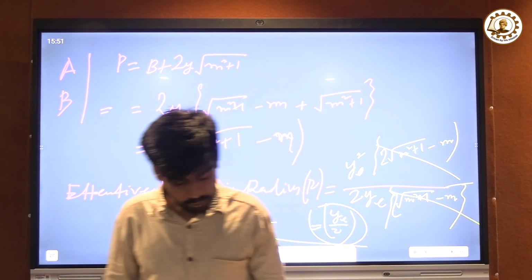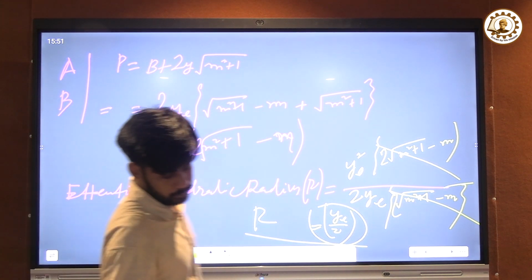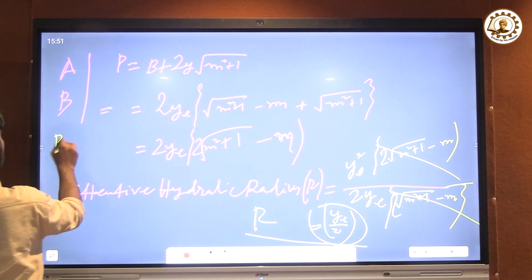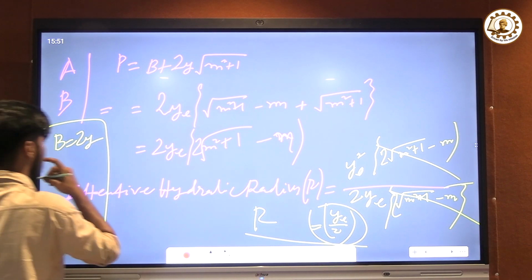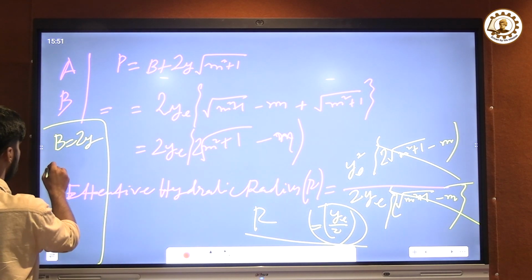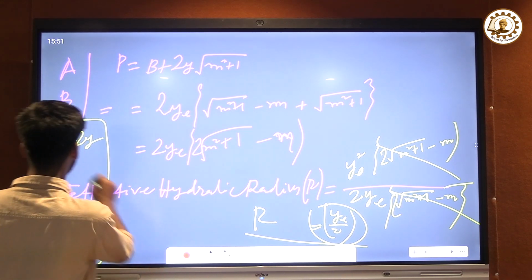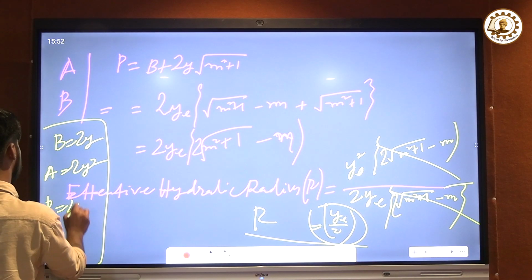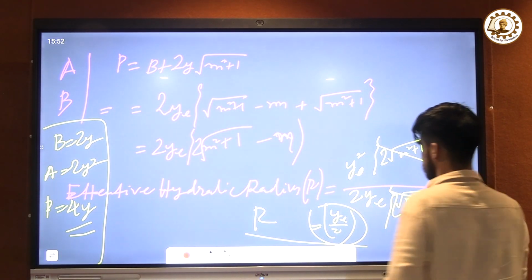And also for a rectangular channel, the value of width will be 2y, the value of the area will be 2y square, and the perimeter will be 4y for an efficient rectangular channel.